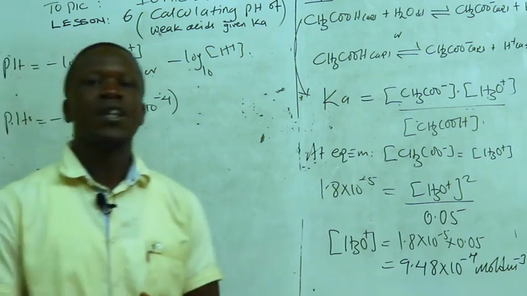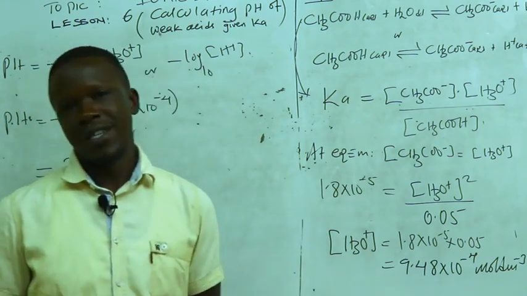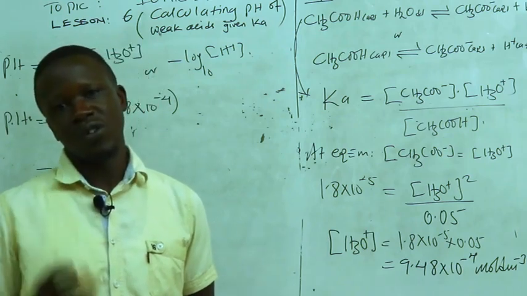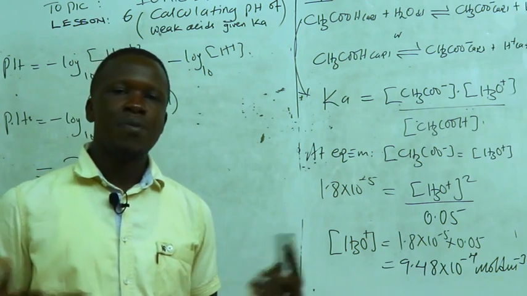In the next lesson, or next video, we shall be looking at how we use the percentage dissociation or degree of dissociation together with Ka to determine the pH of an acid.